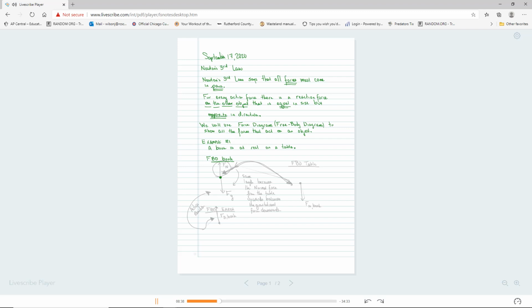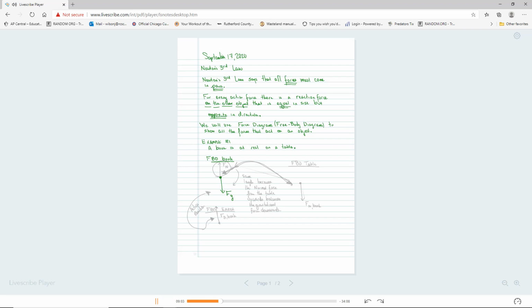So, what forces might be acting on our book? Gravity. Gravity would be a good choice. Which way would gravity pull our book? Down. Down towards the center of the earth. So our first force would be force of gravity, and so we would draw an arrow pointing down.